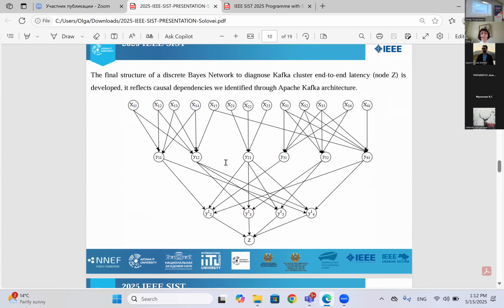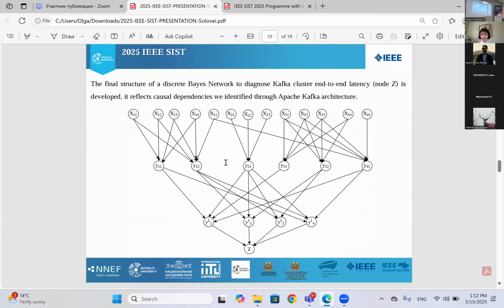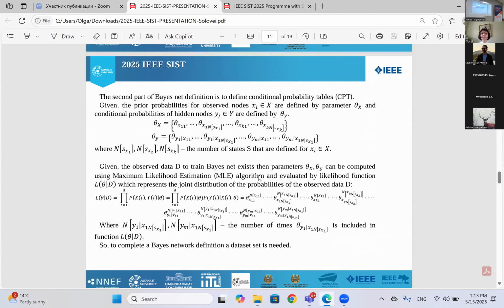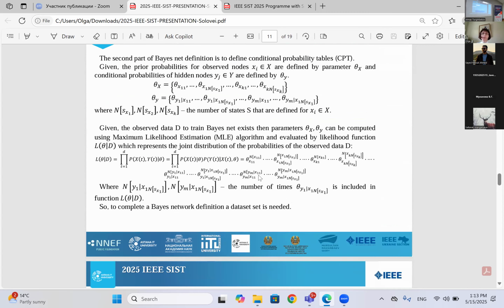Having analyzed this above, we define the structure of a Bayesian network. The zero level is a level with observed variables, then two hidden variables, values of which we do not know and which are impacted from above, and finally our target. This is the first part of constructing the Bayesian network.